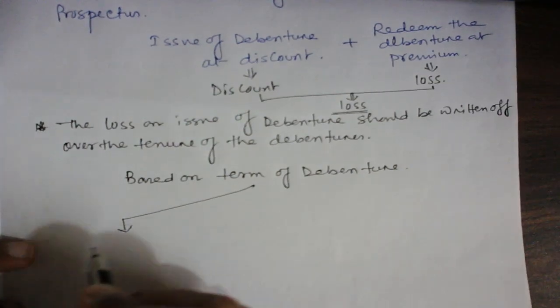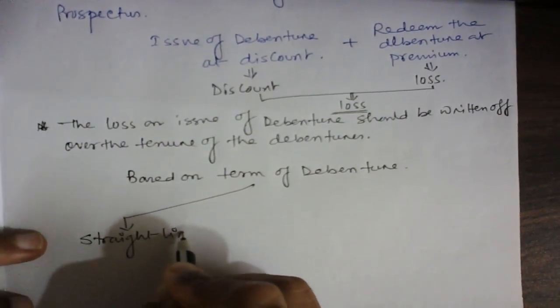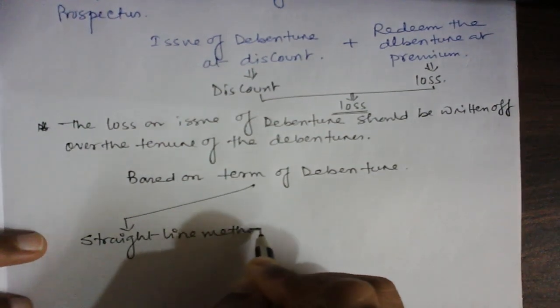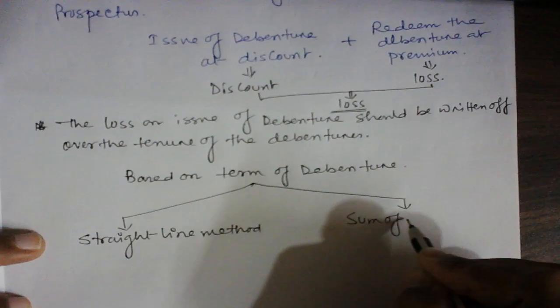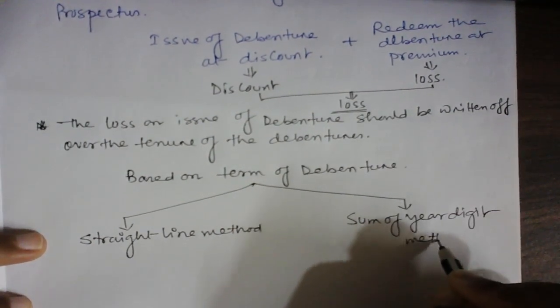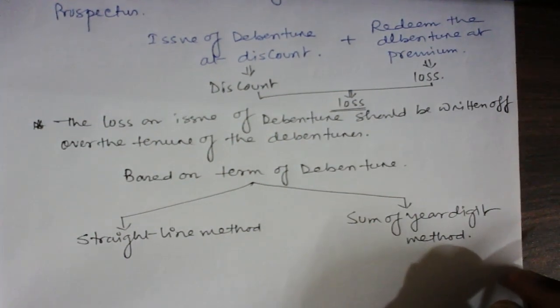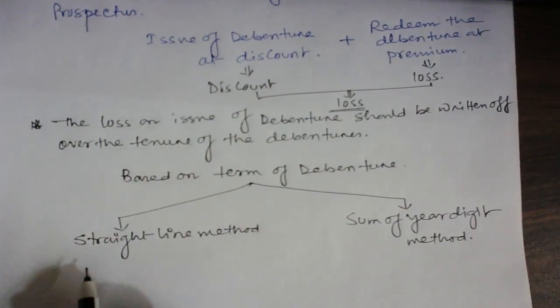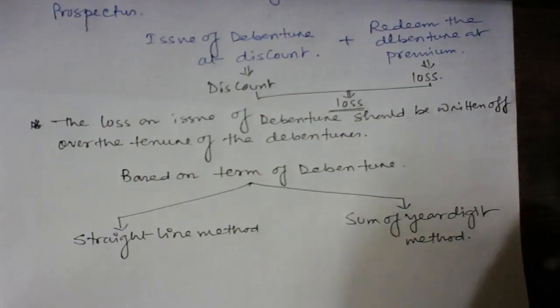Number 1, straight line method. And another is the sum of year digit method. So based on the terms and tenure, we have two methods mainly. One is called the SLM method, and the other is the sum of year digit method. Let's take an example and try to understand how it will work.